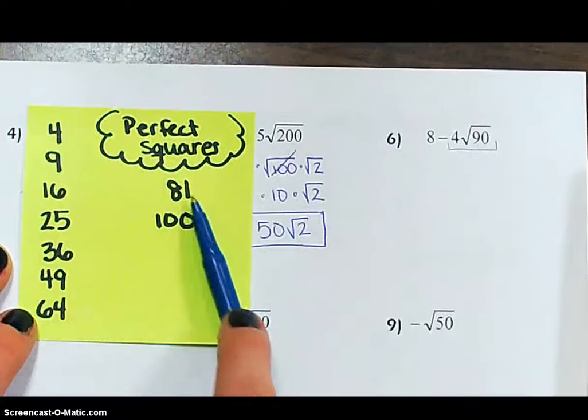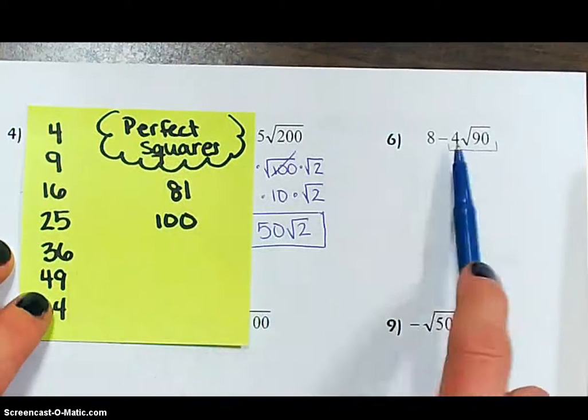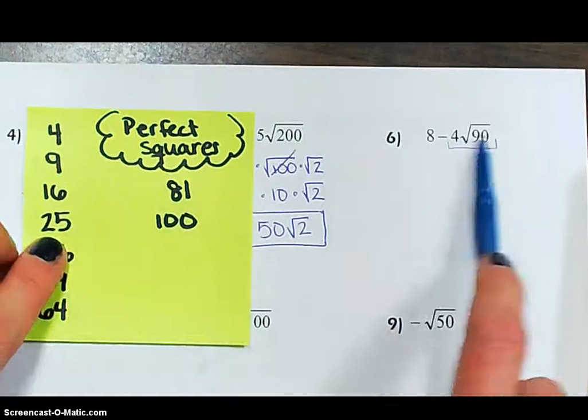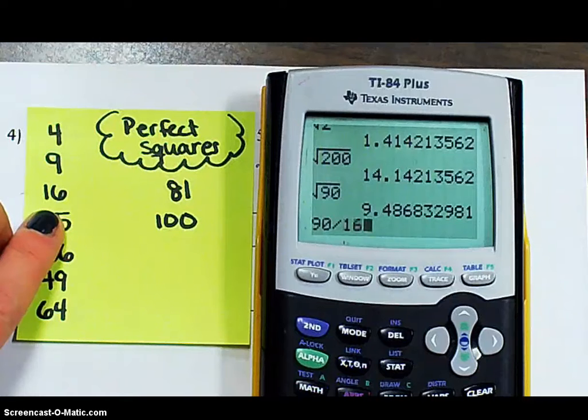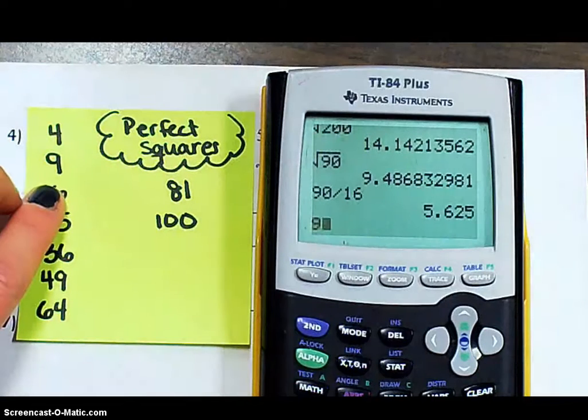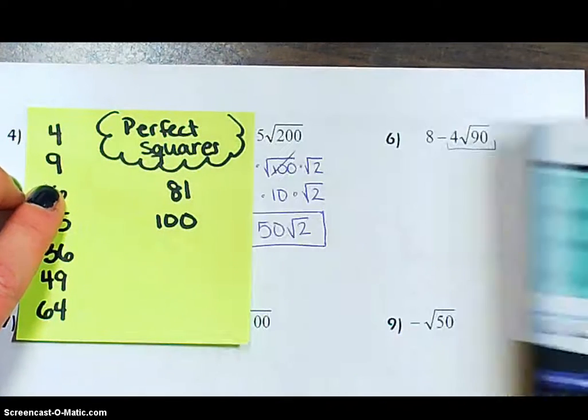Well, 81 doesn't divide in, nope. 64, 49, nope. 36, nope. 25, nope. 16, let's take a look. 90 divided by 16, nope. How about 90 divided by 9? You got it, it would be 10.